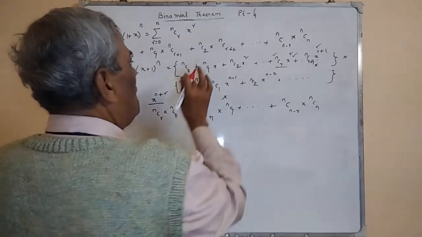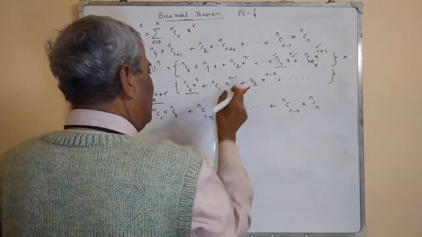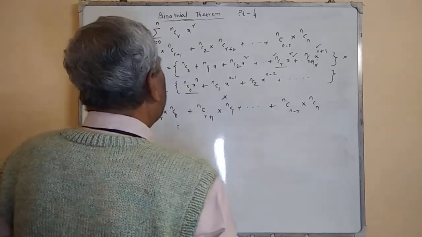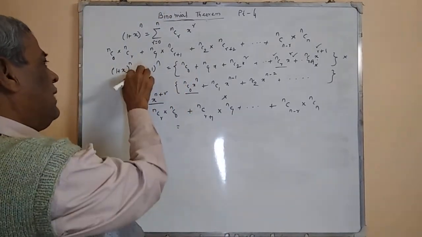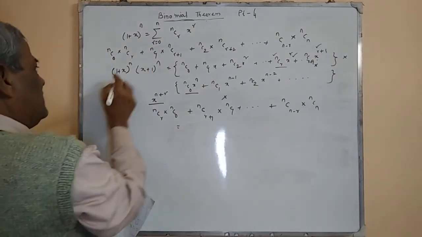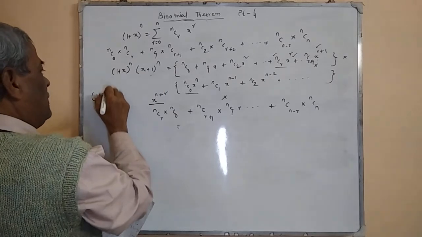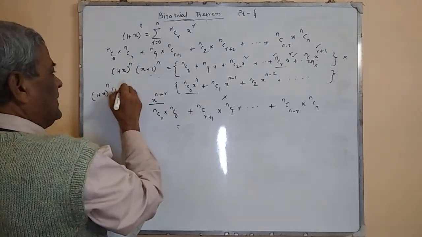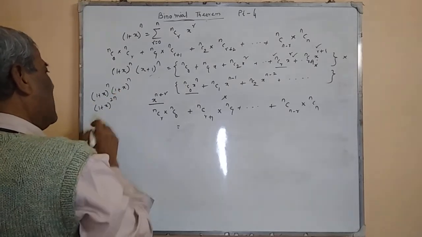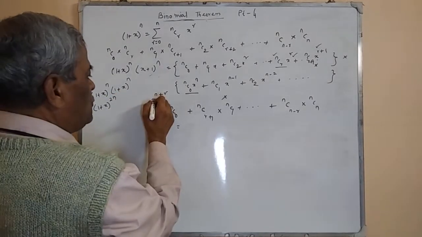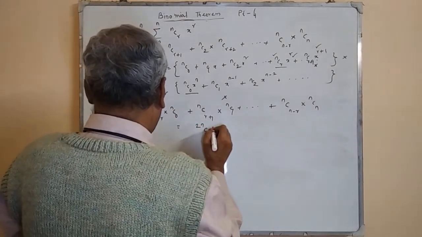That's all. This is the coefficient of x to the power n plus r from the right hand side, and that must be equal to the coefficient of x to the power n plus r from the left hand side. The left hand side is actually this and that: (1+x)^n, and this is also (1+x)^n. So it is (1+x)^2n. So its coefficient of x to the power n plus r is equal to 2nC(n+r).